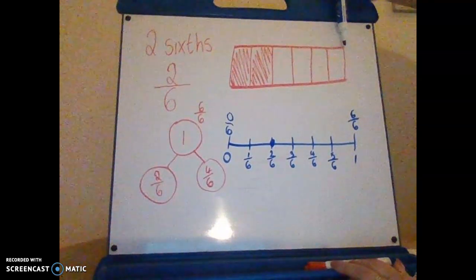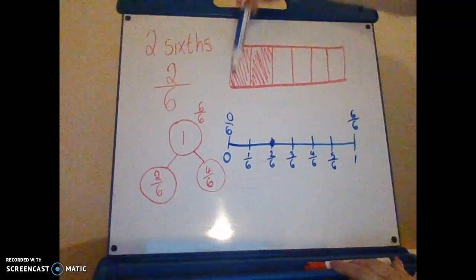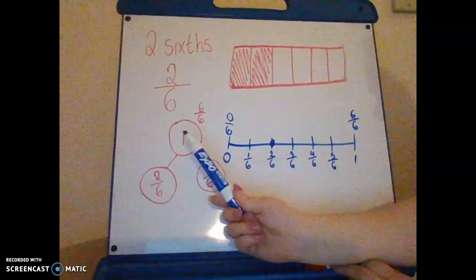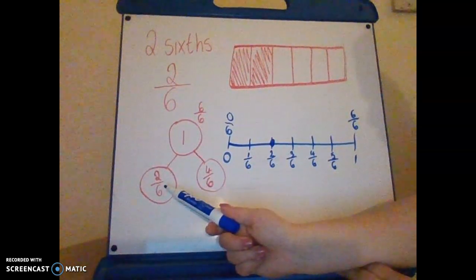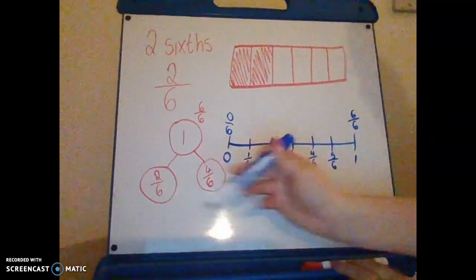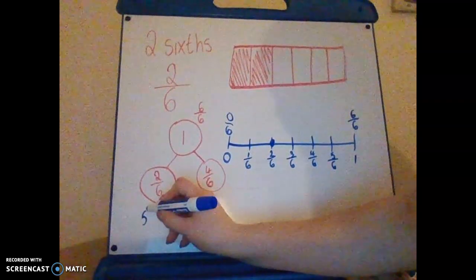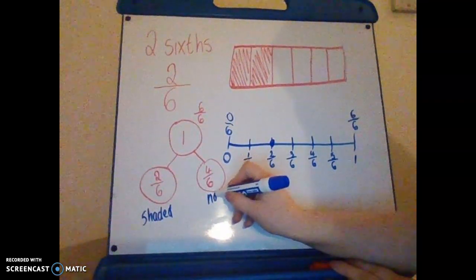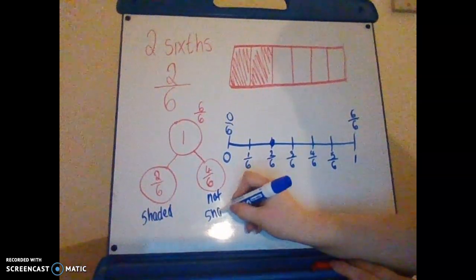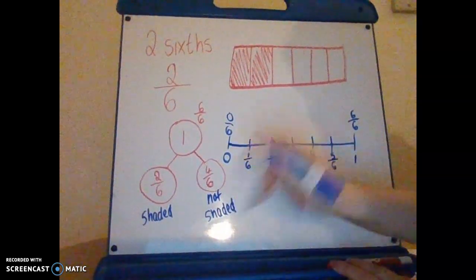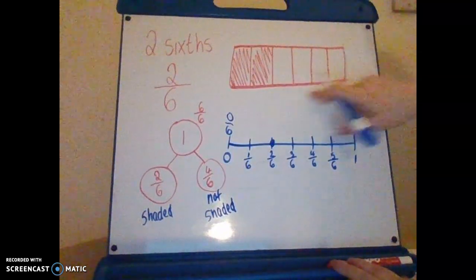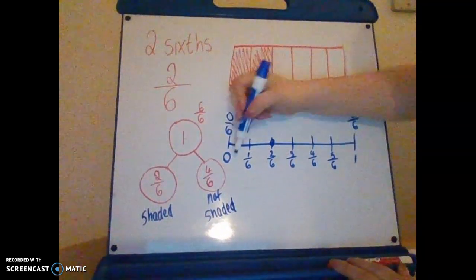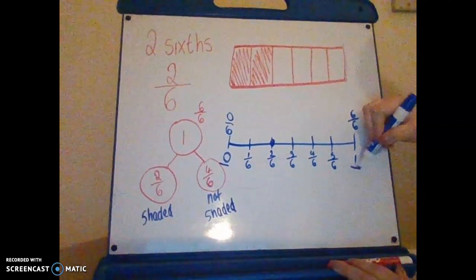This is very similar to our number line. This is 0 at the beginning, and this is our one whole up here. We know that to make up one whole, you need 2/6 and you need 4/6. This part is shaded, and this part is not shaded. Both these parts together make up our whole part. Again, on our number line, we're working between 0 and 1.